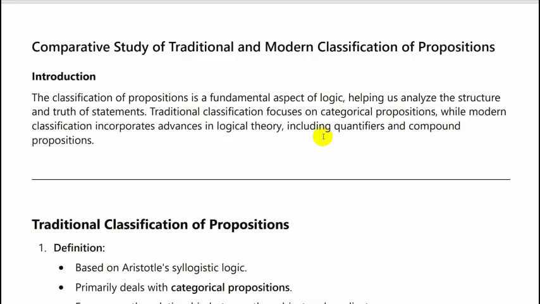Welcome back to part 18 of elementary logic. In this video, we will learn about the comparative study of traditional and modern classification of propositions. This is a very easy topic. We have covered almost all of what is going to come in this video in the earlier videos, so this will be a little bit on the faster side. So let's start the topic.